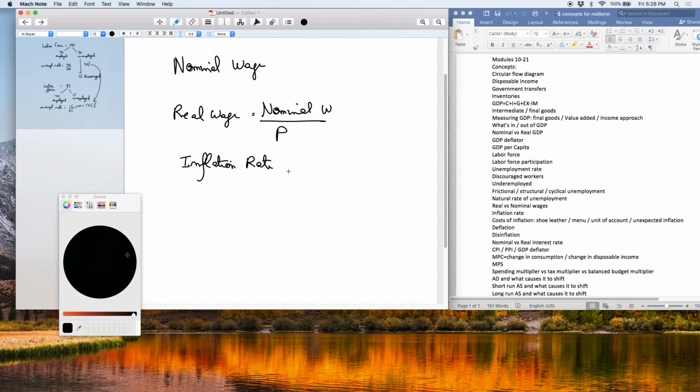Okay? All right, inflation rate is the rate of change in prices. If the price level increased, that's inflation. If the price level decreased, that's deflation.